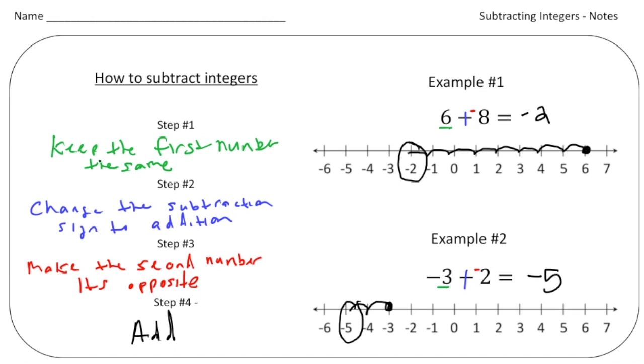As you become more and more familiar with this 4-step process, subtracting integers becomes a lot easier, because all you're doing is something called adding the opposite. You change the subtraction sign to a plus, and then you change the second number to its opposite.